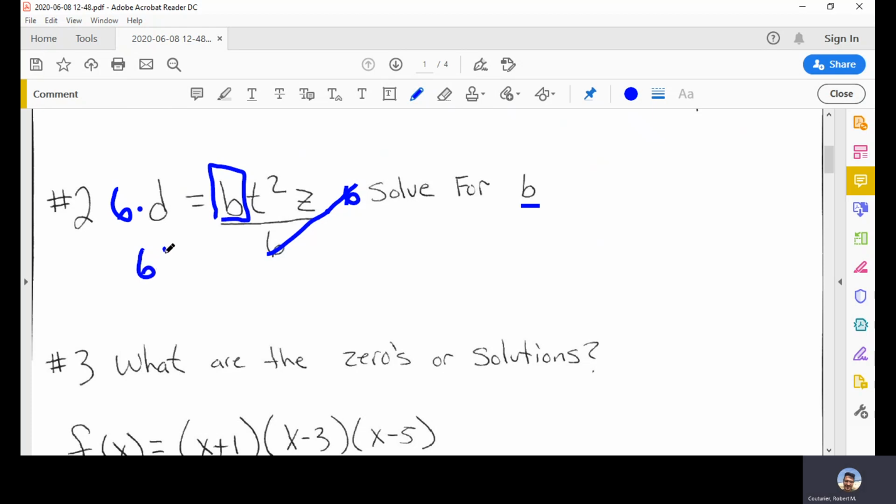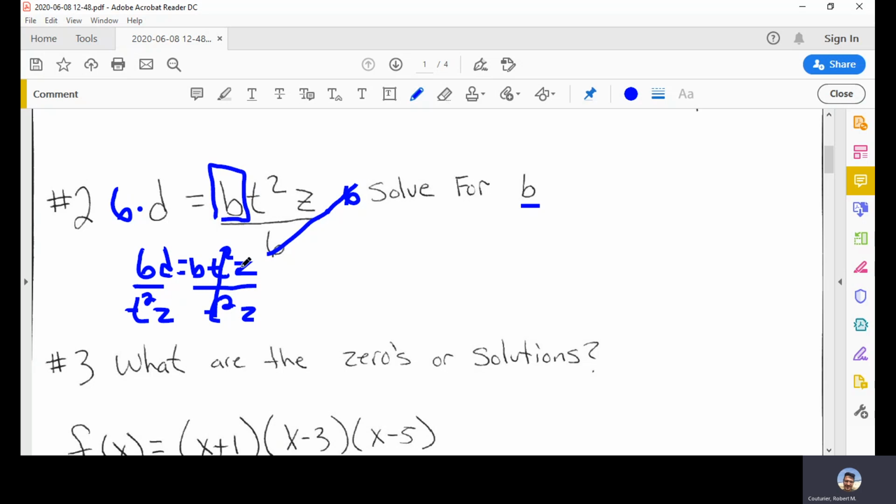So now you have 6d equals b times t squared times z. Well, now we're still trying to get this b here by itself. So we have a b being multiplied by this and being multiplied by this. The opposite of multiplication, or its reciprocal property, is division. So you simply divide by whatever you do not want on that side. So I want to get rid of the t squared times z, so I divide by t squared times z.